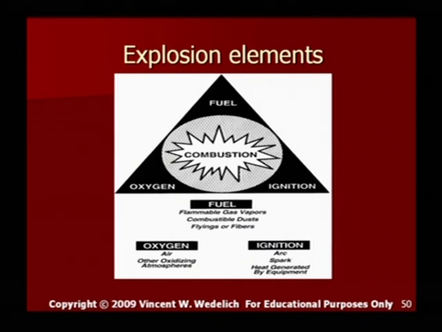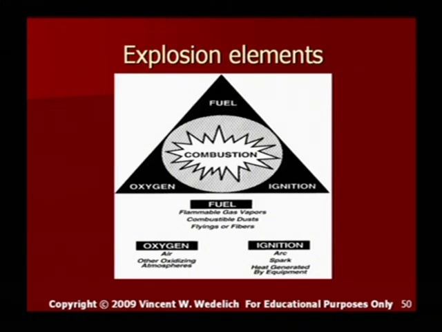So here's the explosive triangle. If you have the 3, again, fuel, oxygen, and ignition, where the fuel is flammable gases, combustible dust, or flyings or fibers, oxygen is air or oxidizing atmospheres, and the ignition could be arc, spark, or heat generated by equipment. If all 3 of these occur at the same time in the right mixtures, then the explosion occurs. So the idea is to either 1, contain this explosion, or 2, remove 1 or 2 of the 3 combinations so that it won't explode at all.